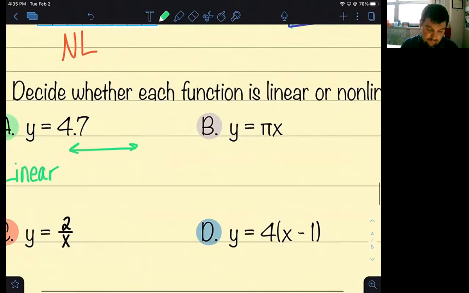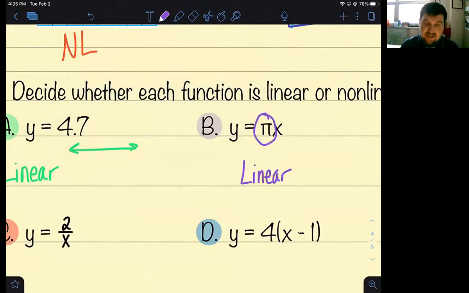Okay, for example B, this is also linear. How do I know it's linear? Because pi is a number, and so it's just saying y equals 3x, except y equals 3.14x. Okay, so this is just going to be a line that looks like that, just a little bit steeper, right? Looks like that. So that's linear.